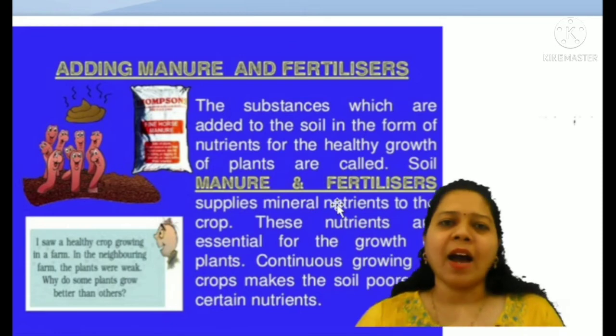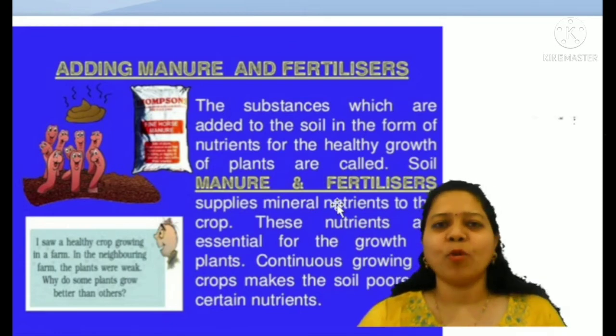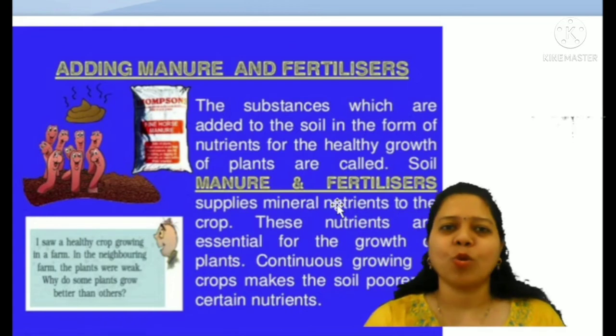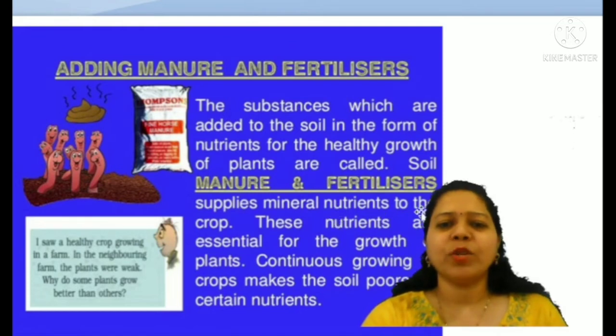See, for our healthy growth, we take proteins and other proper nutrients. In the same way, to get healthy crops, we add some external substances to those crops. And those are nothing but the manures and fertilizers. They supply minerals and nutrients to the crop. These nutrients are essential for the growth of the plants.